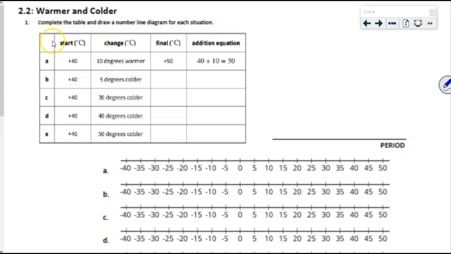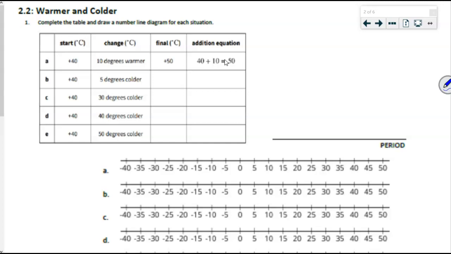And so suppose the temperature outside starts at 40 degrees Celsius, but then it changes. It gets 10 degrees warmer. What is the temperature now? It's 50 degrees. So we want to write an addition equation to represent that. 40 plus 10 degrees warmer is equal to 50. So that one's done for you.